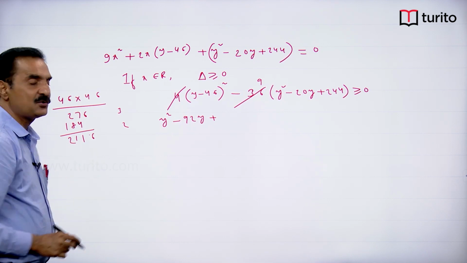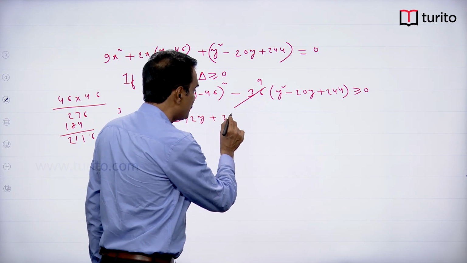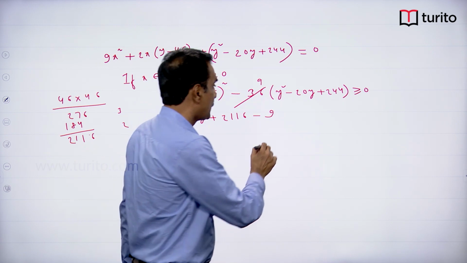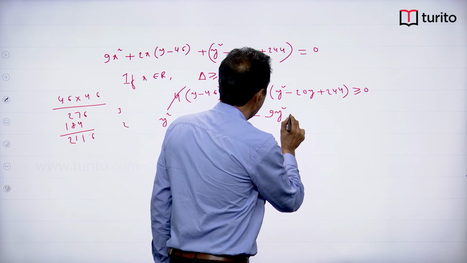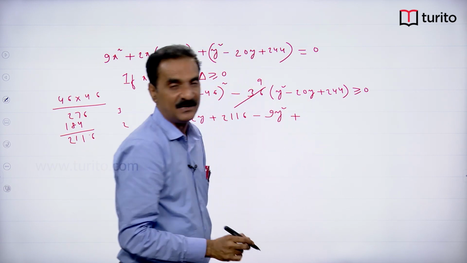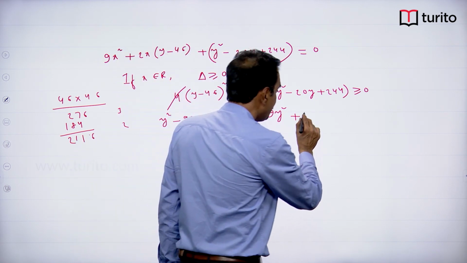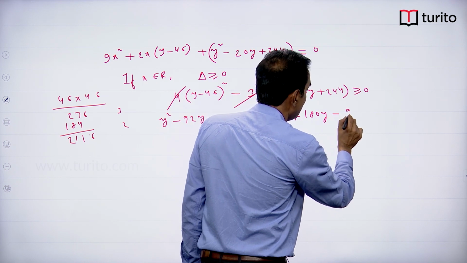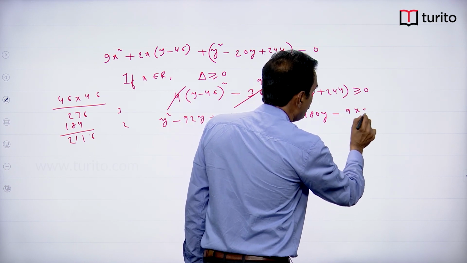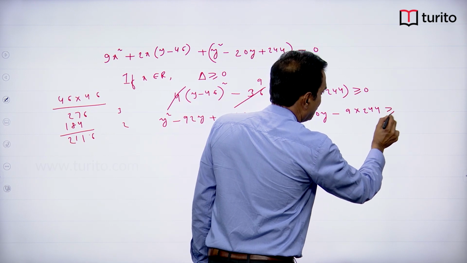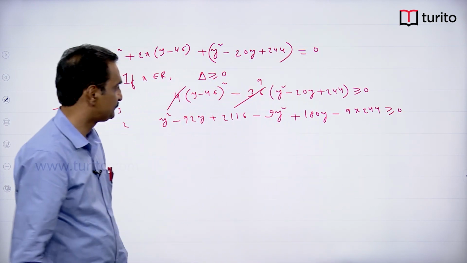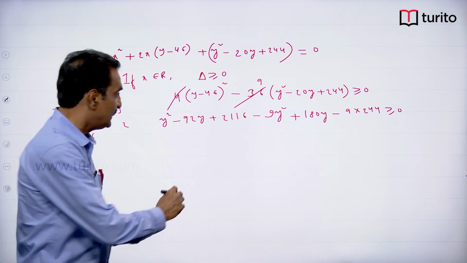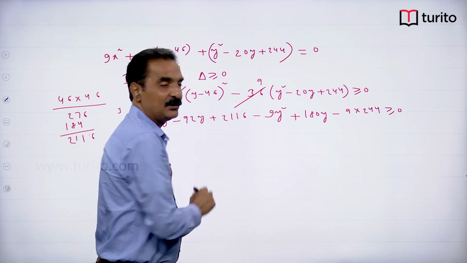Okay, you are getting 2116 minus 9y square plus 9 into 20, 180y minus 9 into 244 greater than or equal to 0. Now you simplify this and find the solution of y.